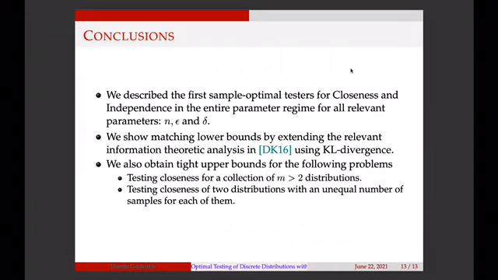Another way to think about this is that this is basically an interpolation between independence testing and closeness testing. So if you had an infinite number of samples from one of the distributions, it's equivalent to knowing this exactly. So this is the independence testing problem.